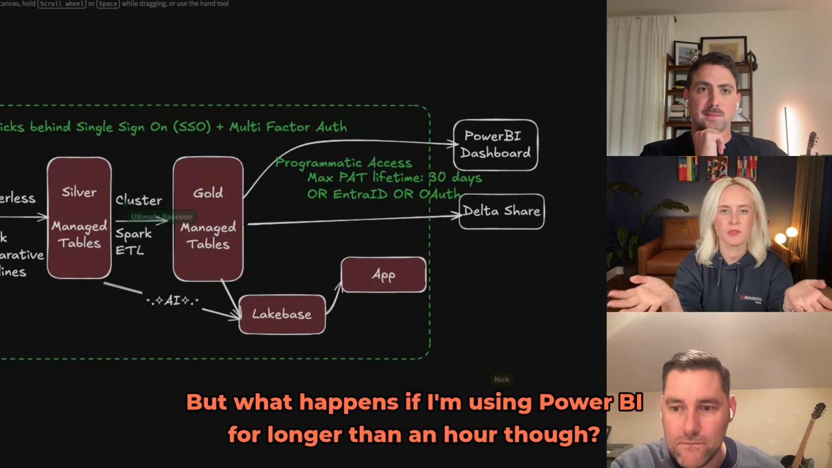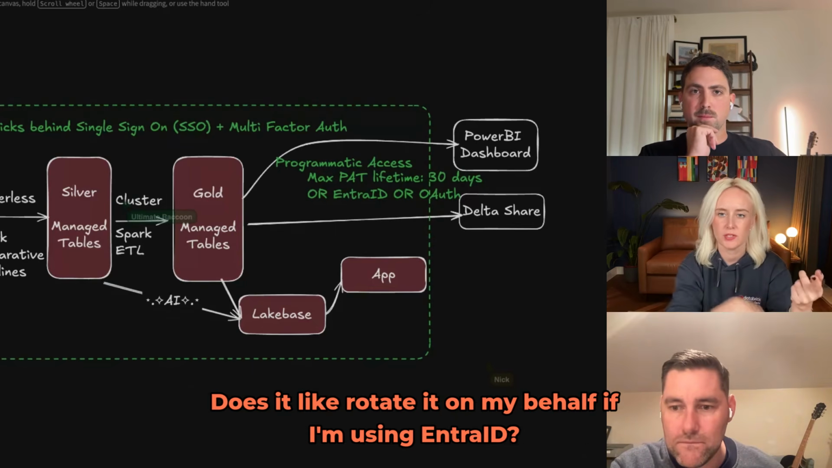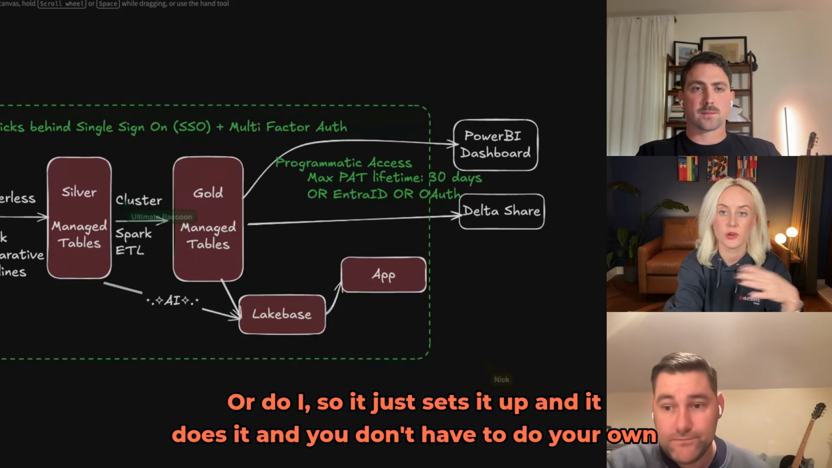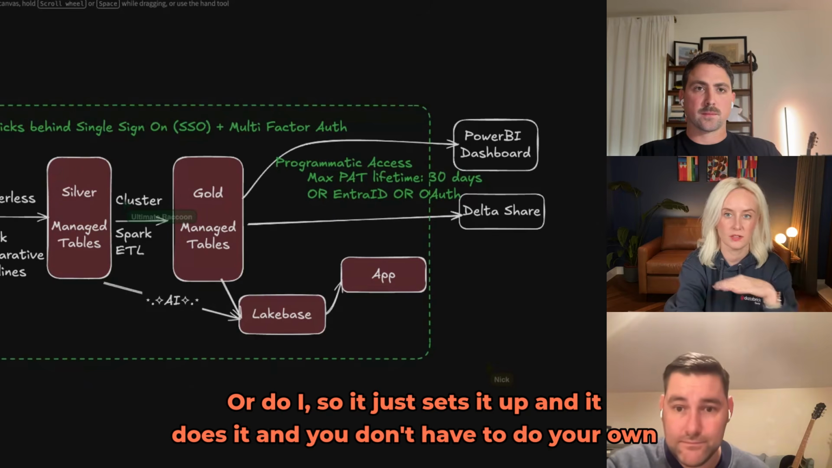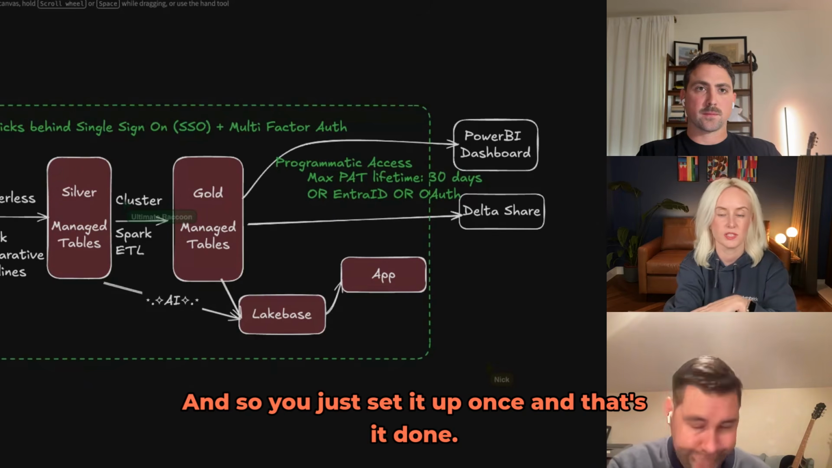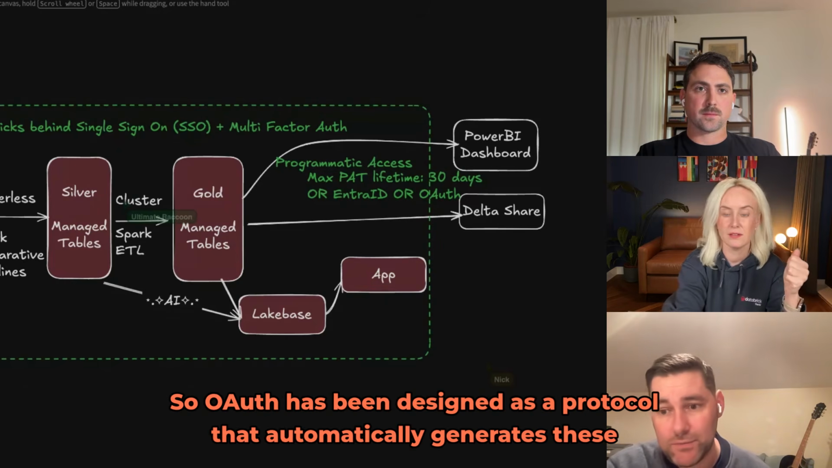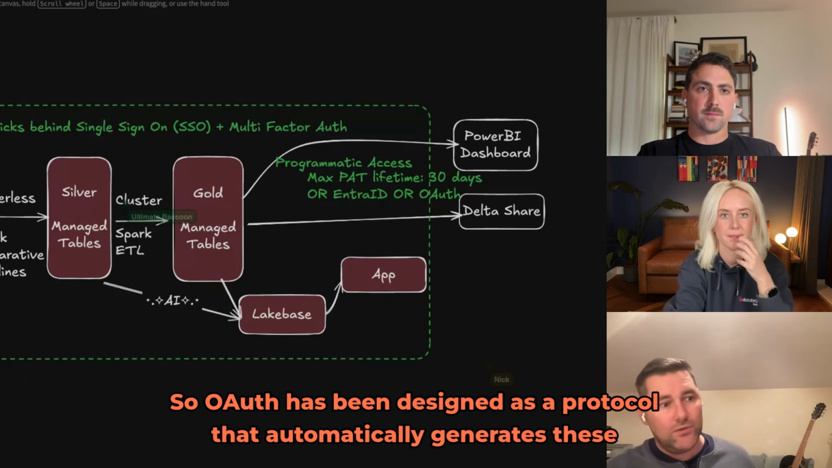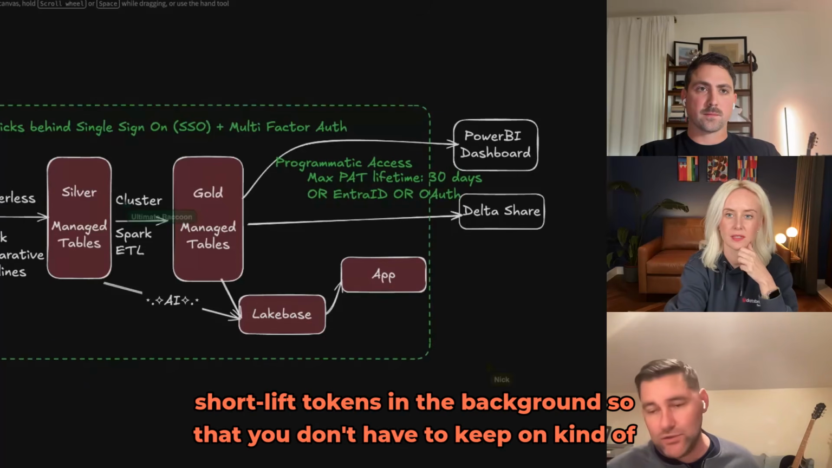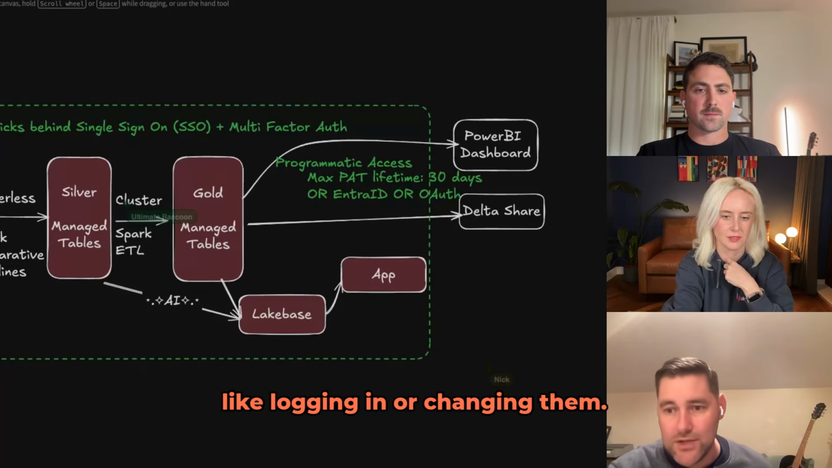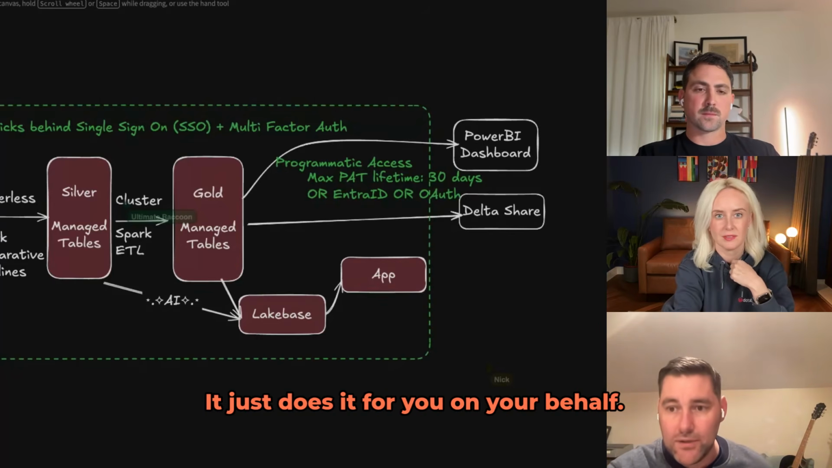But what happens if I'm using Power BI for longer than an hour? Does it rotate it on my behalf if I'm using Entra ID? So it just sets it up and does it, you don't have to do your own key rotation, you just set it up once and that's it? Yeah, and it's the same with OAuth. OAuth has been designed as a protocol that automatically generates these short-lived tokens in the background, so you don't have to keep logging in or changing them. It just does it on your behalf.